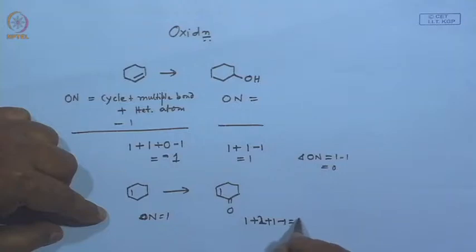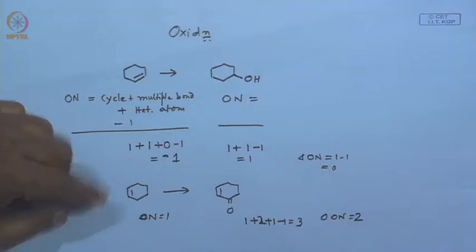So, 3. So, delta oxidation number is 2. That means you actually need 4 electron oxidation. Okay. So, this is actually a very good guideline. So far I have not seen any exception to this rule. In fact, this could be applicable to almost any kind of organic reaction. If you come up with any exceptions, please let me know.